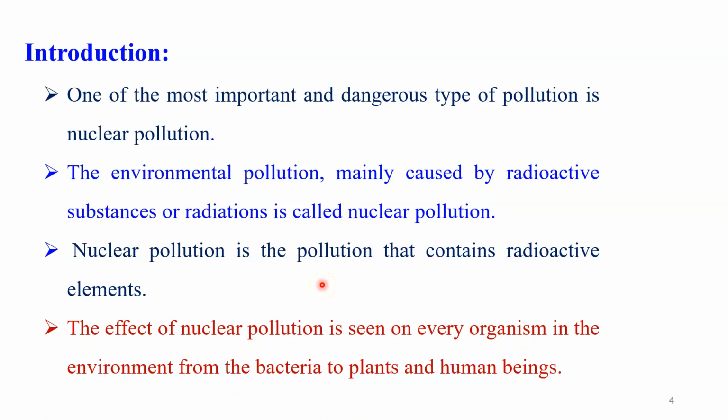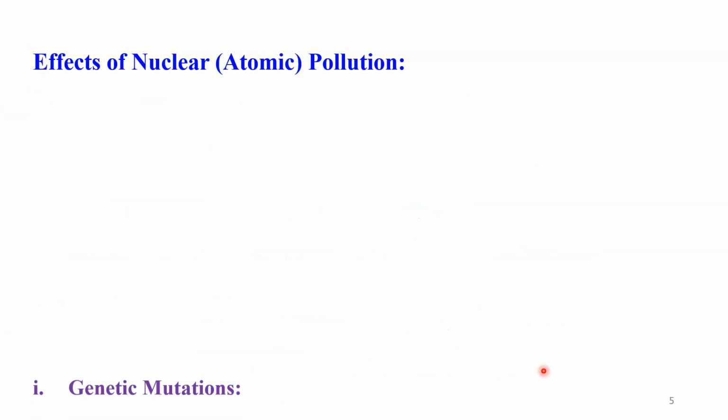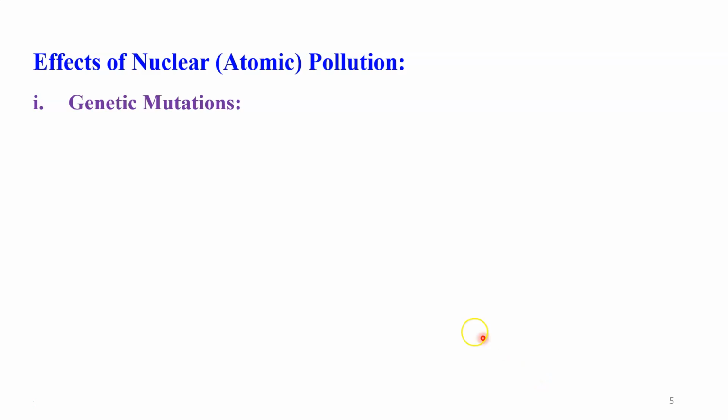Dear student, the effects of nuclear pollution are seen on every organism in the environment, from bacteria to plants and human beings also. We observe a lot of side effects of nuclear pollution on the surface with respect to the various biotic factors. Let us discuss a few of them one by one. The first effect of nuclear pollution is related to genetic mutation.